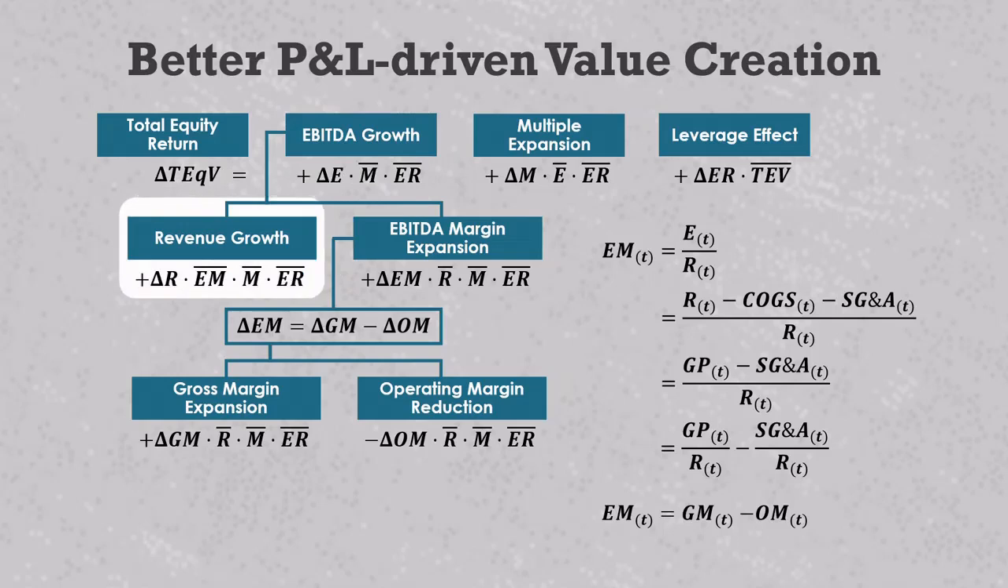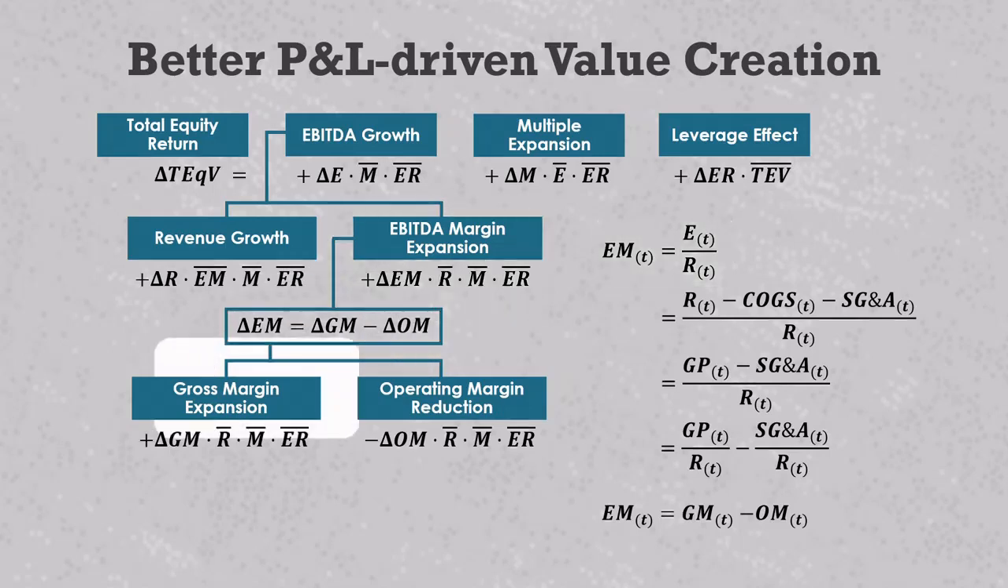If you could do that without increasing your expenses by the same amount, you will increase EBITDA and create equity value through revenue growth. Another way is to increase the EBITDA margin. That's equal to EBITDA over revenue, so increasing it means that you create additional EBITDA for every dollar of revenue, which creates equity value through EBITDA margin expansion.